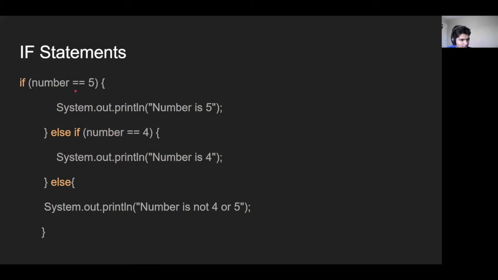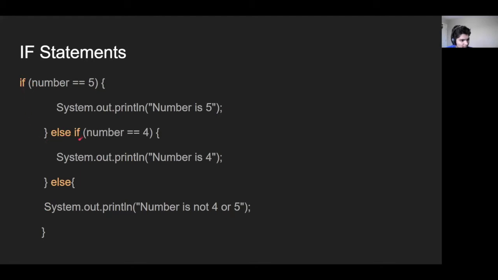So if number is equal to 5, print number is 5, else if number is equal to 4, then print number is 4. And then finally, we have an else statement, which basically says if it's none of the else ifs, then print this. So I'll just say this in English first to help understand. If the number is 5, print number is 5, or else if number is 4, print number is 4, or else if it's neither of these, then just print number is not 4 or 5.